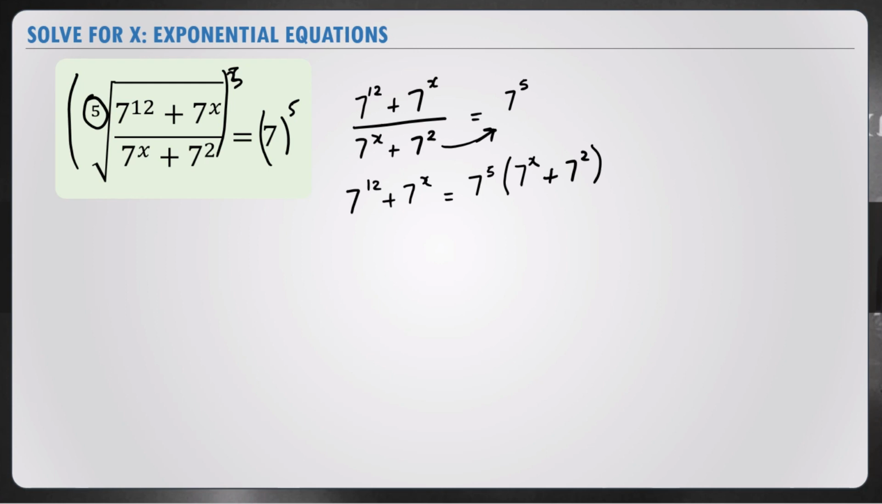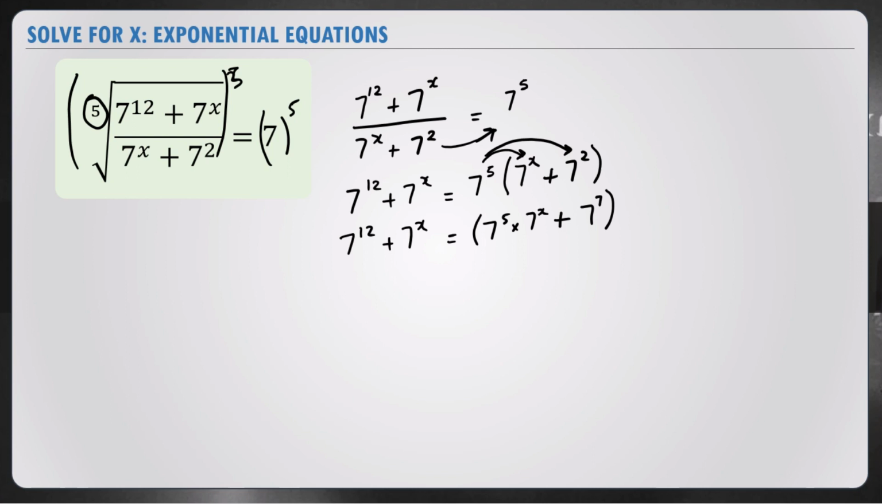Let's just carry on. Now we have 7^12 + 7^x is equal to, let's just keep it as 7^5 times 7^x, that's this, plus 7^5 times 7^2, which will be 7^7. All right, we have to add the exponents. Since I cannot add these two, I'm leaving it as it is.